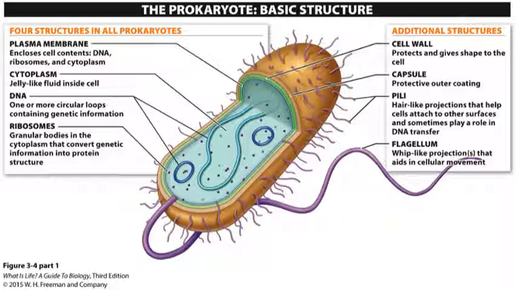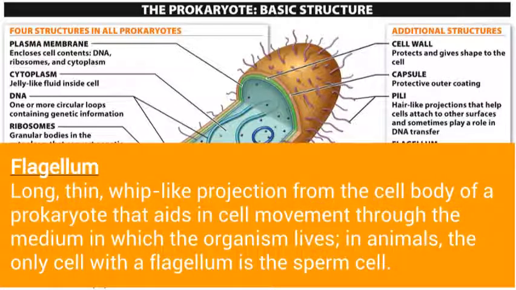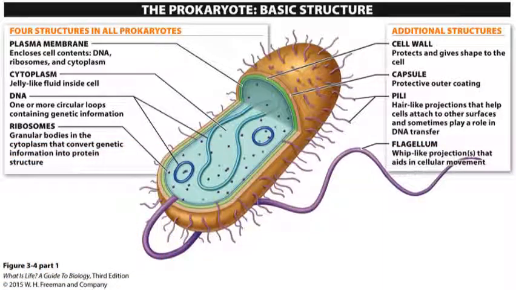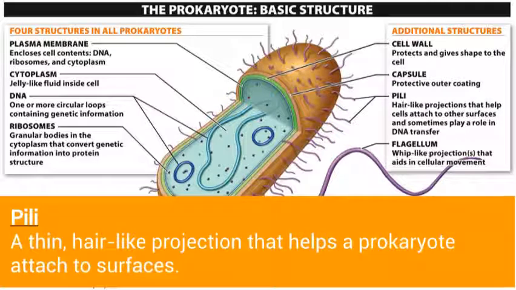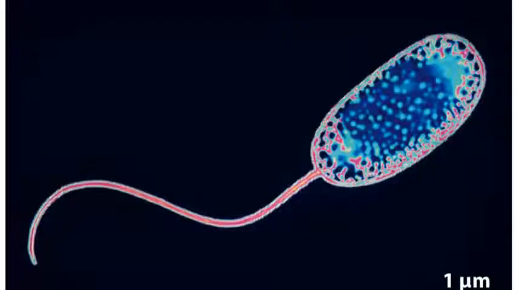In addition, there are a lot of prokaryotes that have a flagellum. This is a long, thin, whip-like projection of the plasma membrane, and they can rotate it like a propeller, and it helps to move the cell, the prokaryote, through the medium in which it lives, whether it's water or what have you. Other appendages, like pili, are much thinner hair-like projections that help the prokaryote attach to surfaces, and can also serve as tubes through which they can exchange DNA.